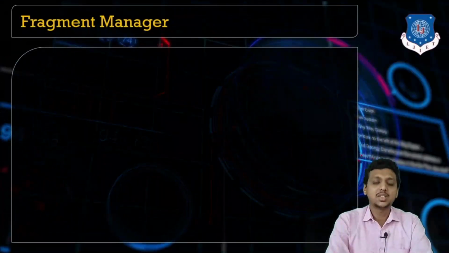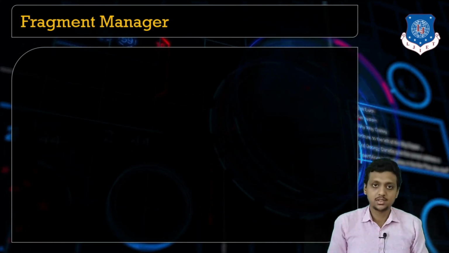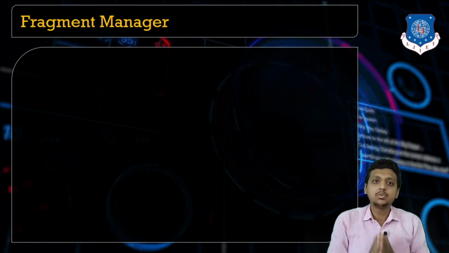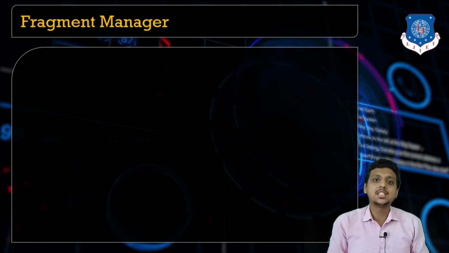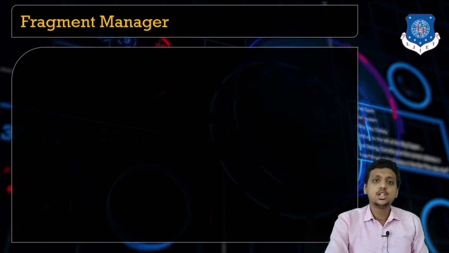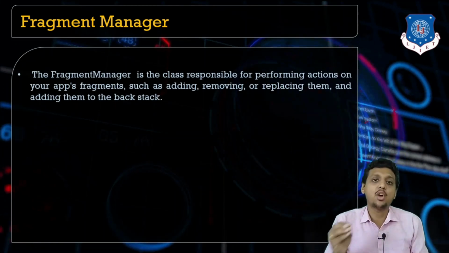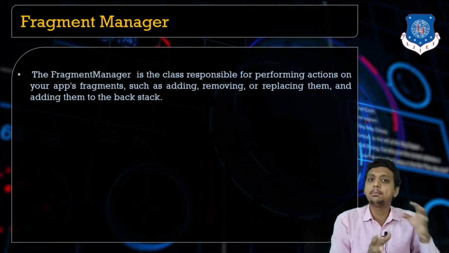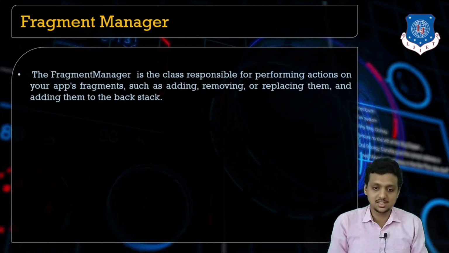Students, let's start with the first thing that we need to understand, which is the fragment manager. To add the fragment at runtime, we need two different classes. Number one is the fragment manager and number two is the fragment transaction API. So why do we need the fragment manager? Fragment manager is used to perform various types of operations, like when you try to add a fragment, remove a fragment, or replace a fragment. At that time, the fragment manager is there to manage all these activities.